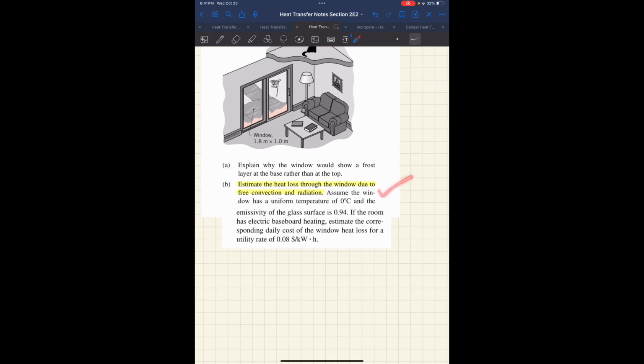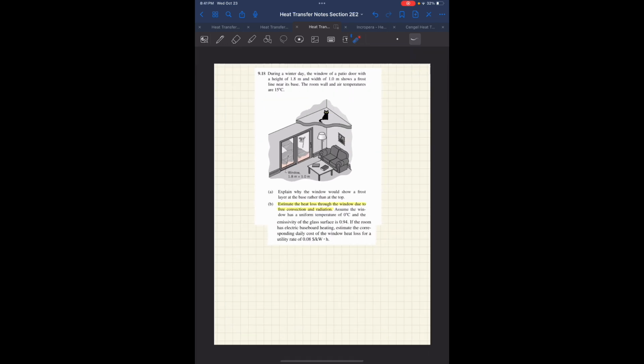Part B is interesting. They say estimate the heat loss through the window due to convection and radiation. And they also ask us to find out how much money we're going to lose, right? Because if we lose heat and we're trying to heat the house and heat is escaping, we're basically throwing money out the window, pun intended. So we need to find out how much money we're losing. It's kind of an interesting question. So let's see.